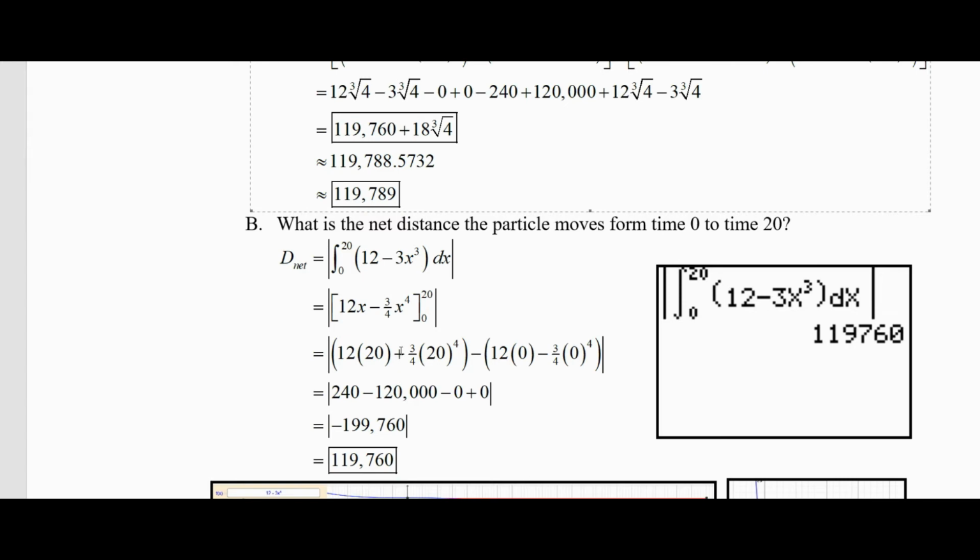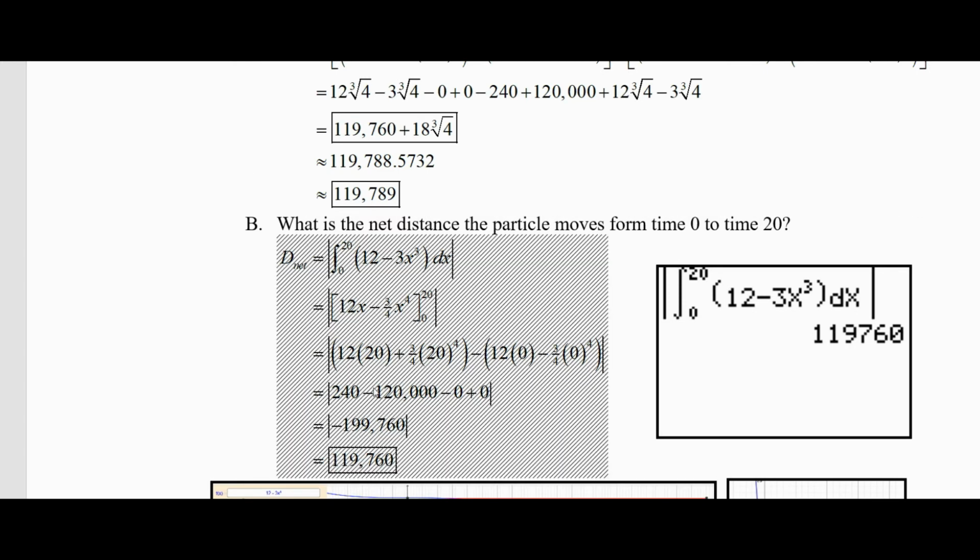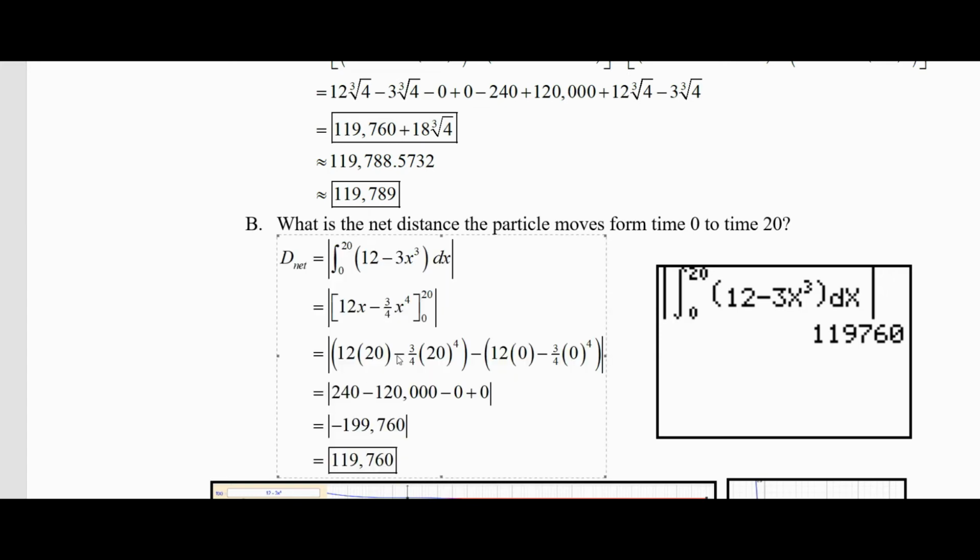That should be a minus there, so that's correct. But it should be here. Yeah, that should be a negative because of this. But that's negative there. That's positive 0 and 0. So that's a negative 119,760.